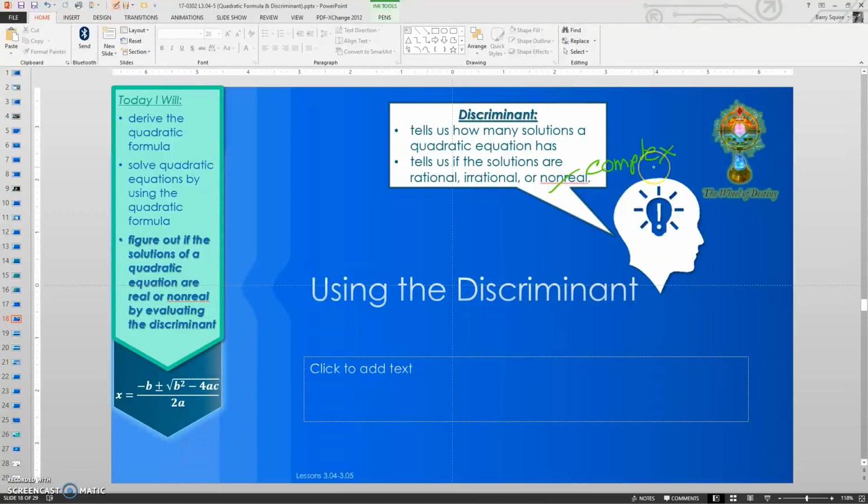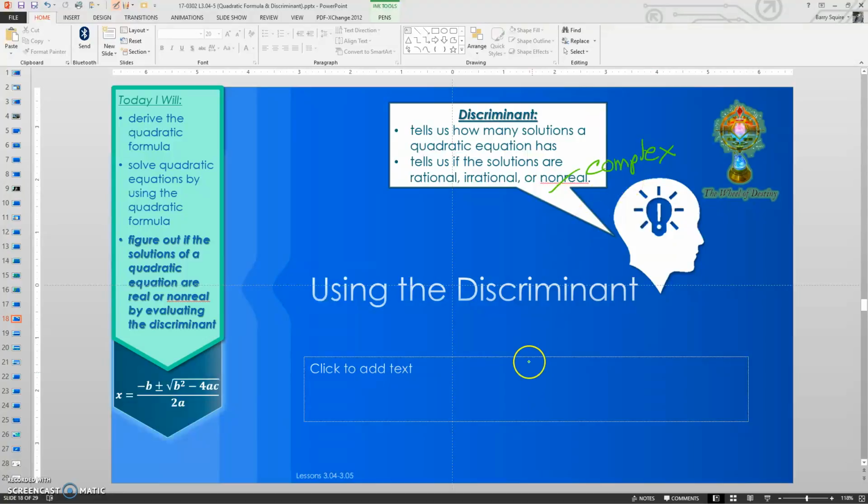But so far, we've been dealing with real numbers. Rational numbers are real numbers. Irrational numbers are real numbers. And if those two kinds are real numbers, then everything under them are also real numbers. So far, we've been dealing with real numbers.